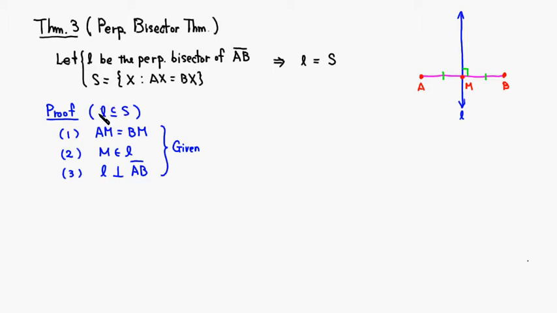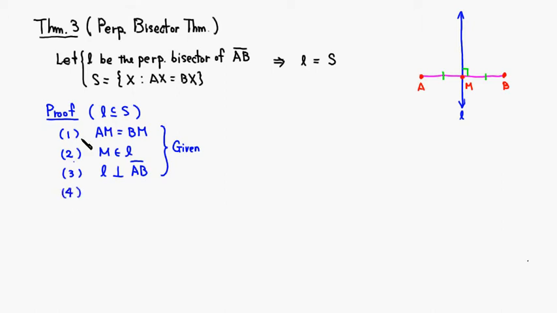Let's show that L is a subset of S. So let's do an element chase. First, L is a perpendicular bisector, so M is a midpoint. So of course AM and BM are equal to each other, and the perpendicular bisector goes through the midpoint, and it has to be perpendicular. So those are just given. So let's do the element chase.